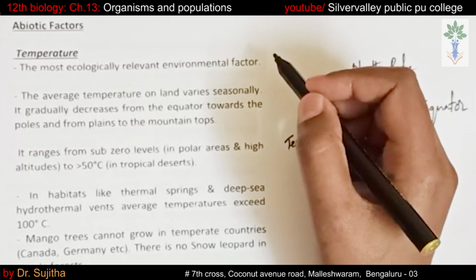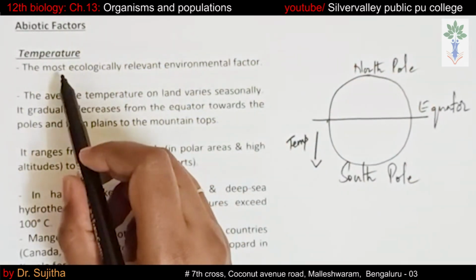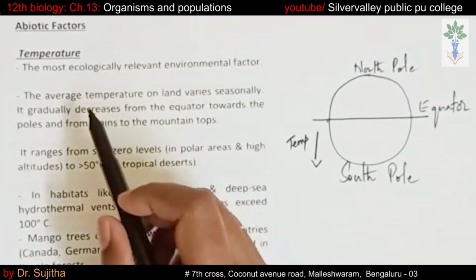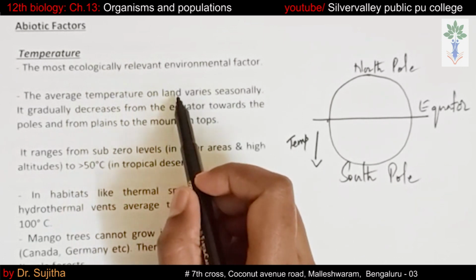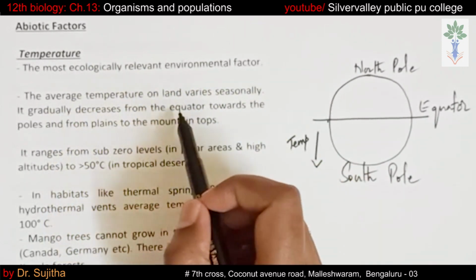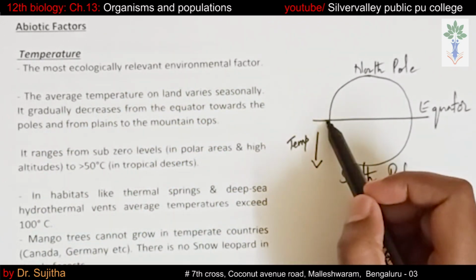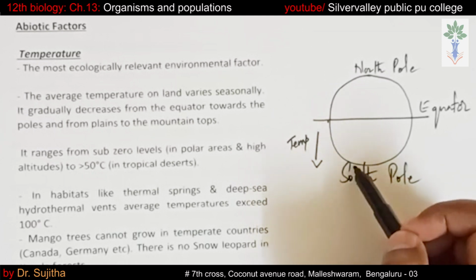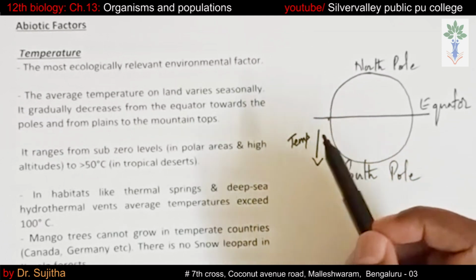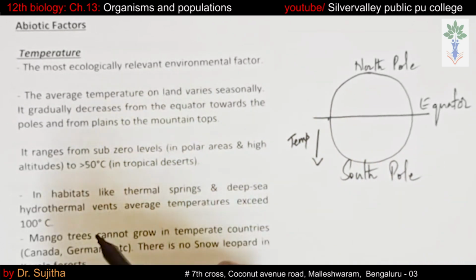The first abiotic factor which we are going to study is temperature. Temperature is the most ecologically important environmental factor. The average temperature on the land depends upon the season. It gradually decreases from the equator towards the pole. That is, this is the equator, and as it proceeds towards the pole, the temperature decreases gradually. And the temperature also decreases from the plains to the mountain tops.